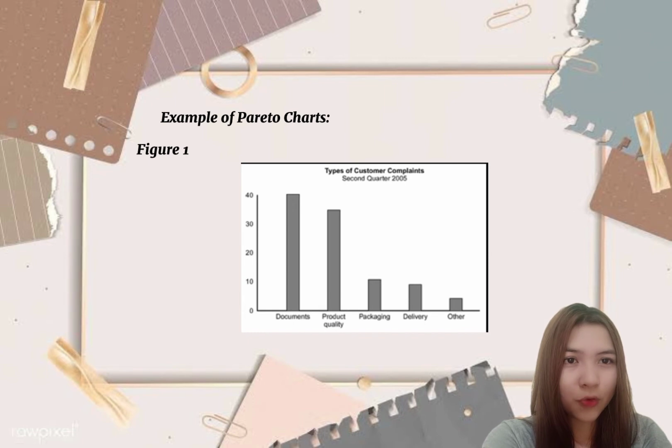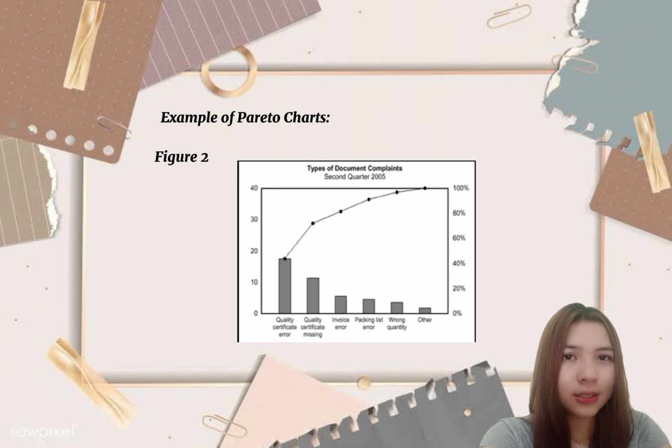This is an example of a Pareto chart. As you see, figure 1 shows how many customer complaints were received in each of 5 categories. Figure 2 takes the largest category, document, from figure 1 and breaks it down into 6 categories of document-related complaints and shows cumulative values. If all complaints cause equal distress to the customer, working on eliminating document-related complaints would have the most impact, and thus working on quality certificates should be most fruitful.